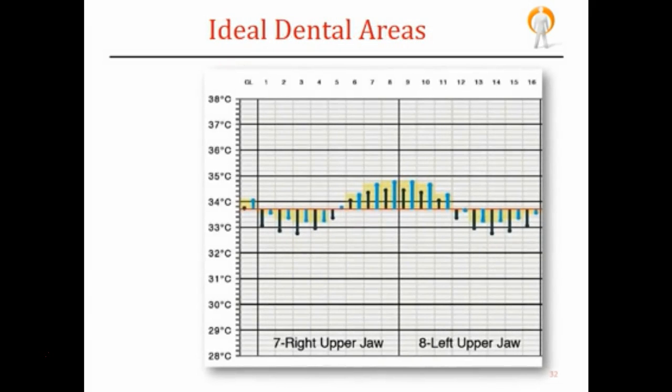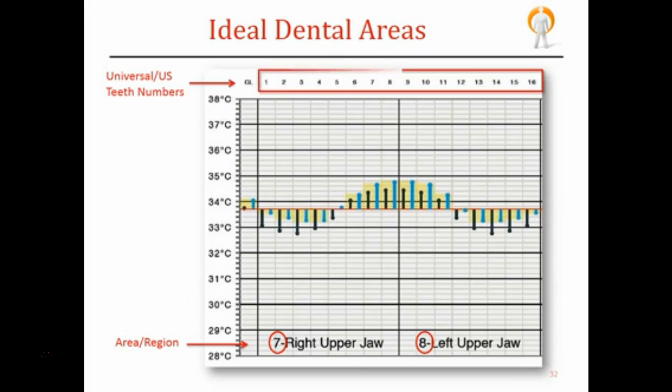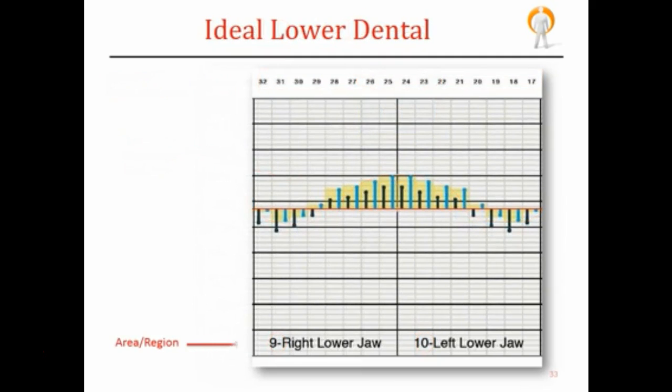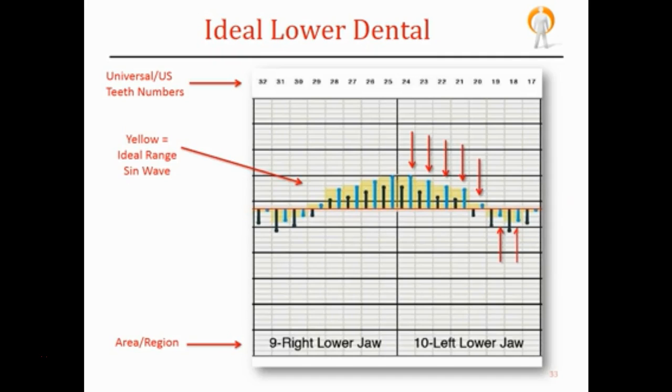This is the ideal for the dental areas. This is the upper jaw, right and left. Notice that there are areas 7 and 8. Again, measurement point labels are at the top. The dental points are the universal teeth numbers used in the United States. The ideal range in yellow is a curved sine wave, with the front teeth ideally warmer than the molars. Here's the ideal lower jaw, so you can see the teeth numbers at the top, and again the ideal sine wave in yellow. Notice that the normal dental regulation is a slight increase in temperature.